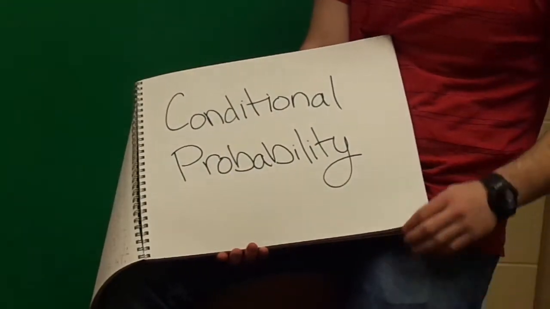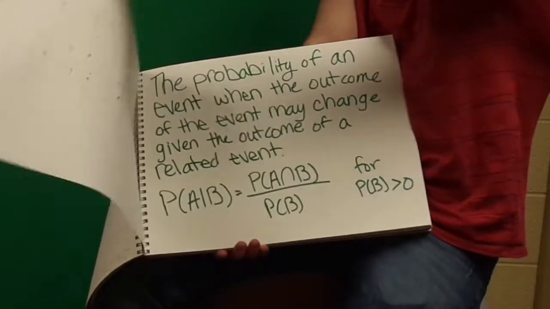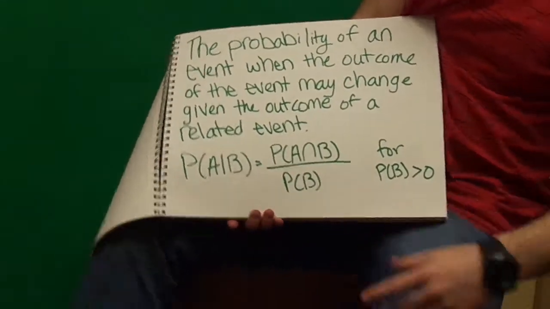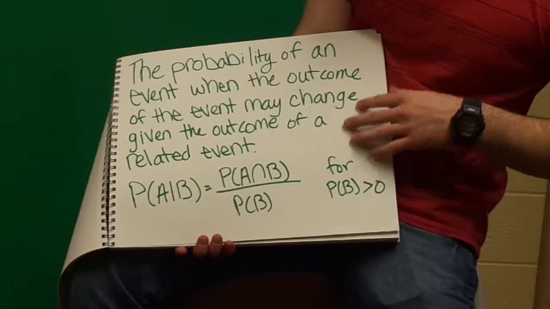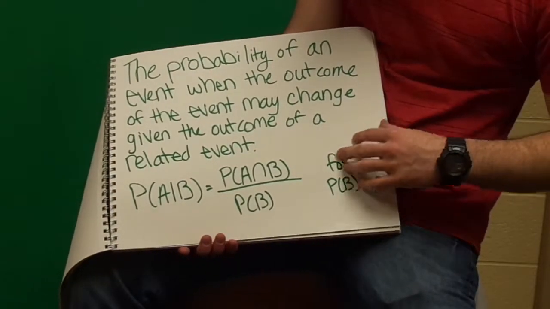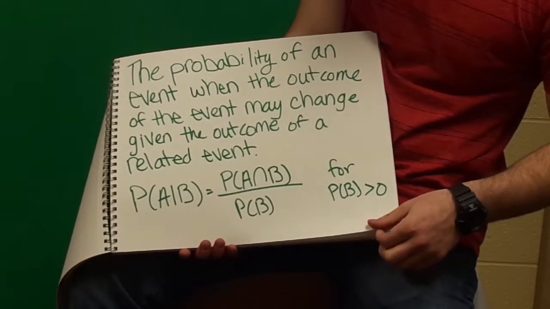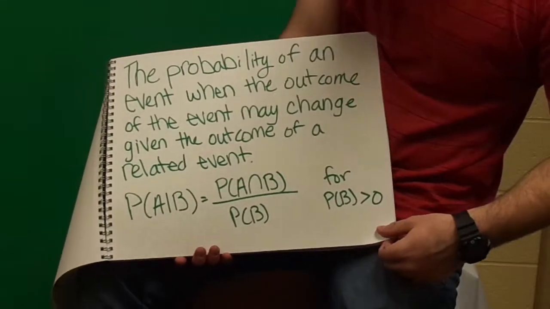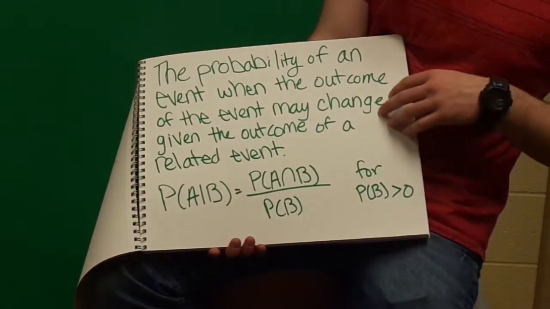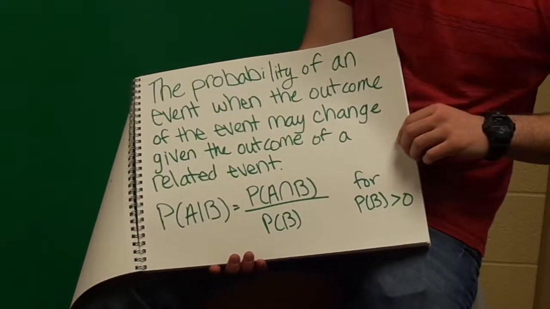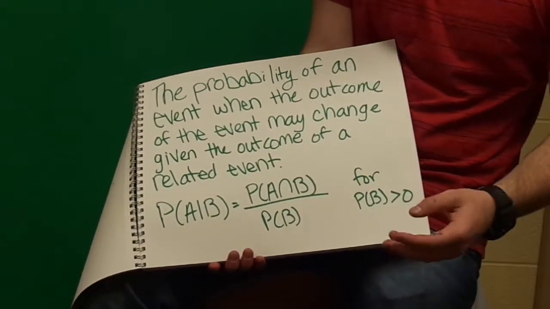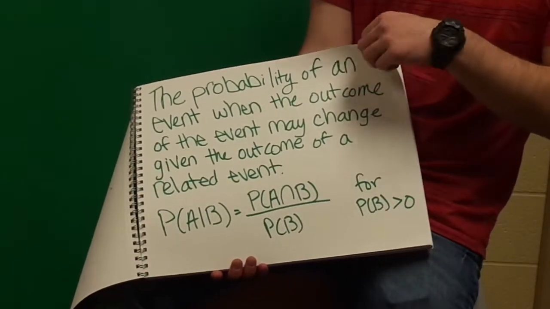Conditional probability. The probability of an event when the outcome of the event may change given the outcome of another event is conditional probability, and you can use this formula. The probability of A given B is the probability of A intersection B divided by the probability of B for any B greater than 0.